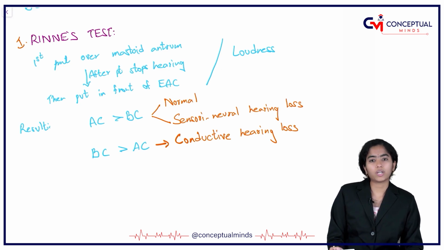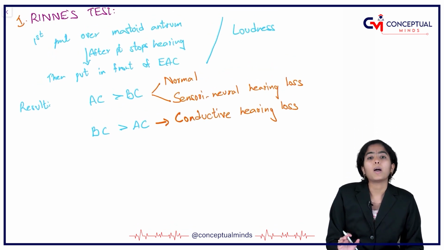So this is about Rinne's test. We can gain much more information from Rinne's test, that is by using multiple tuning forks. I'll tell you how.